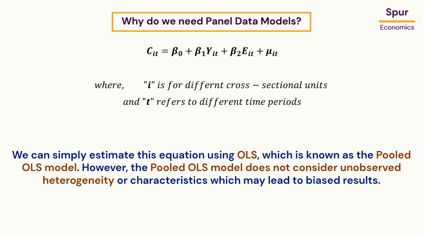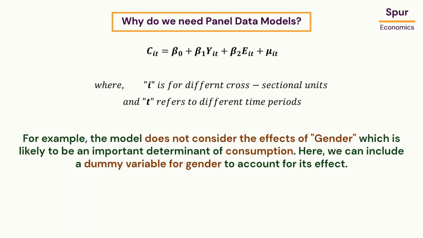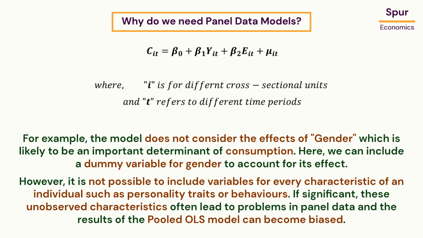However, the pooled OLS model does not consider unobserved heterogeneity or characteristics, which may lead to biased results. For example, the model does not consider the effects of gender, which is likely to be an important determinant of consumption. Here, we can include a dummy variable for gender to account for its effect. However, it is not possible to include variables for every characteristic of an individual, such as personality traits or behaviors.